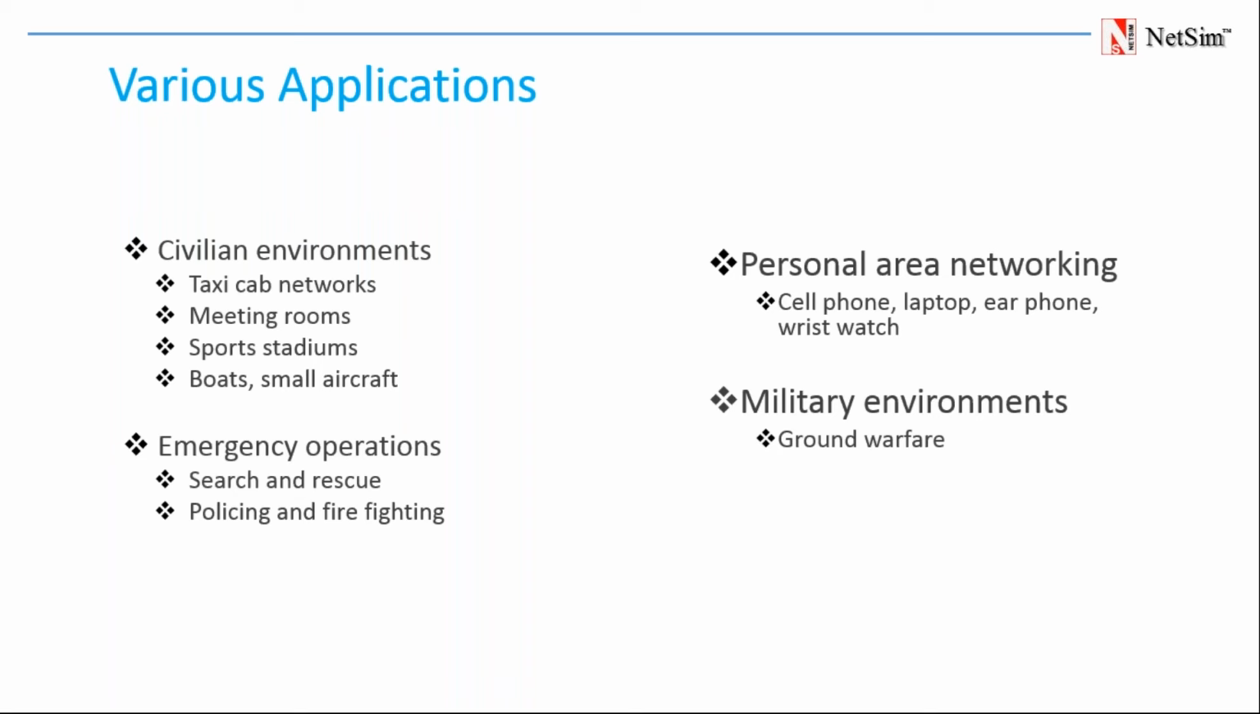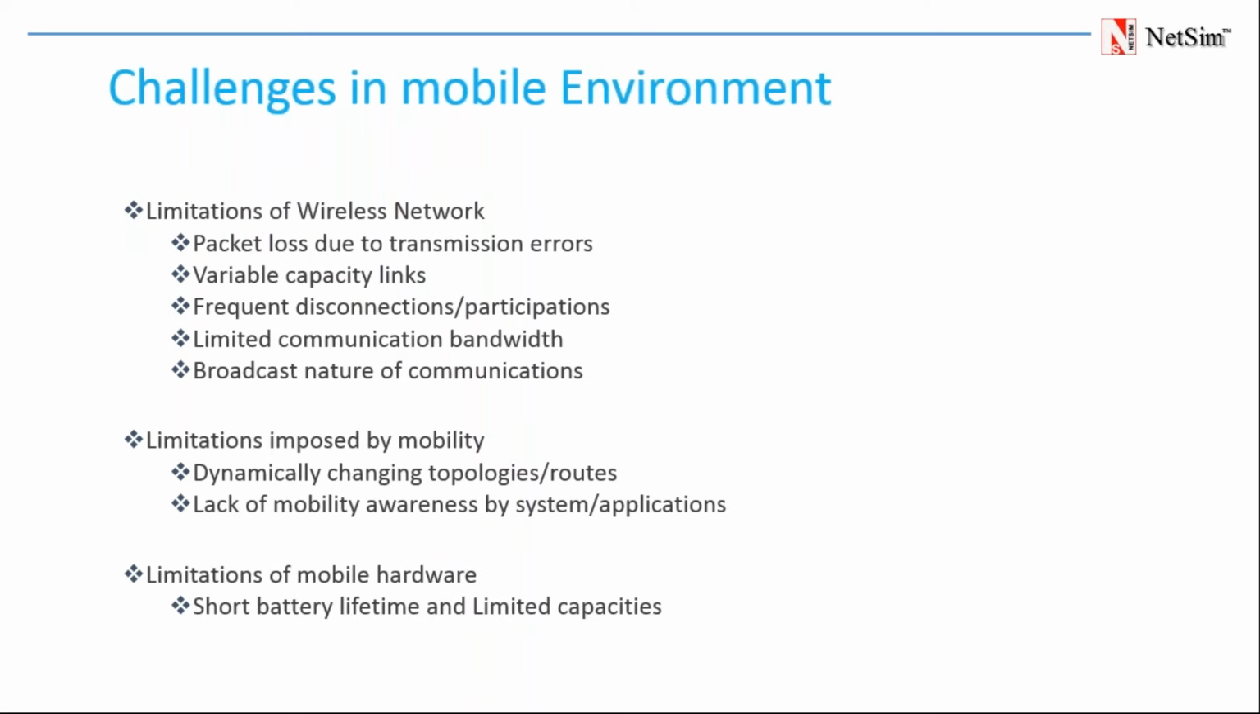So these are the various applications in different areas of MANET. First is in civilian environment where it can be used in taxi cab networks, then meeting rooms, sports stadiums, boats, small aircraft network. Then in emergency operation it is used in search and rescue operations, then firefighting operations or policing operations. Then in personal area network, cell phone, laptop, earphone, wristwatches, these are the PAN networks where it can be used. Then in military environments, it is used in ground warfare scenarios where infrastructure network is not possible.